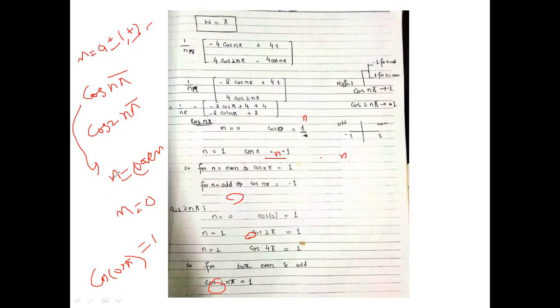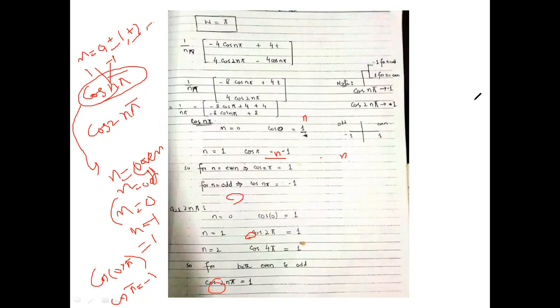Okay, now if n is odd, for example n is equal to 1, then cos 1 pi, 1 into pi, means cos pi, which is equal to minus 1. So cos n pi is different for n even and n odd. For n even it's 1, and for n odd it's minus 1.